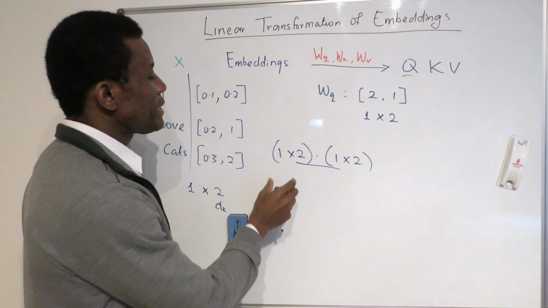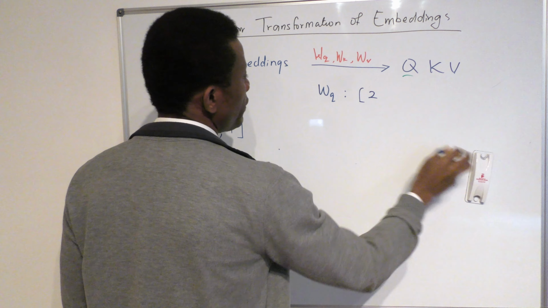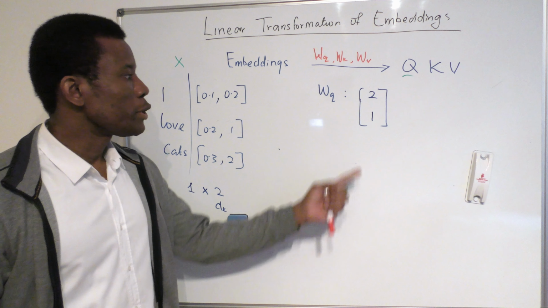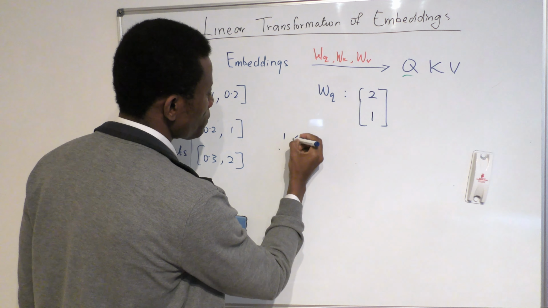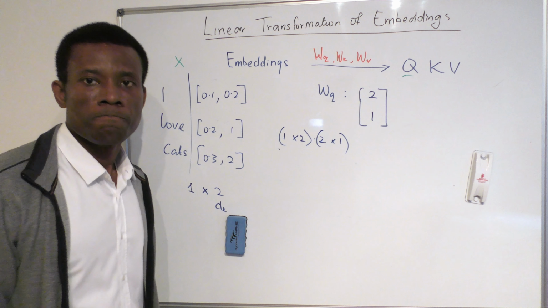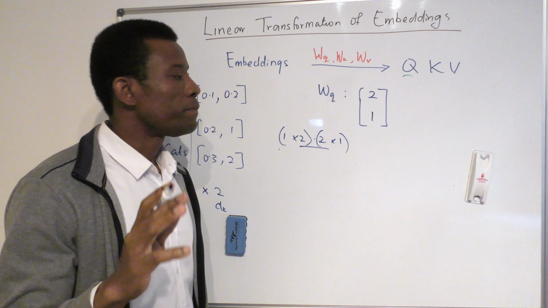So what it means is, if we have a 1 by 2 here, then here we must have 2 by something else. So let's use a 2 by 1, for instance. So we have 1 by 2, and we are dotting it with 2 by 1. Now the internal dimensions match up, and therefore we can perform this operation.